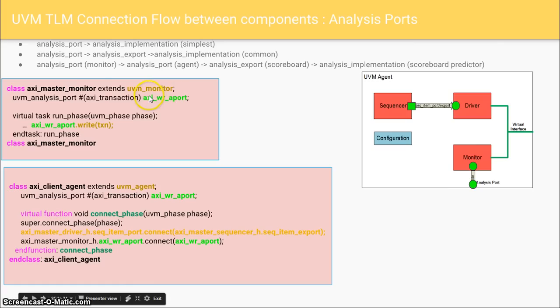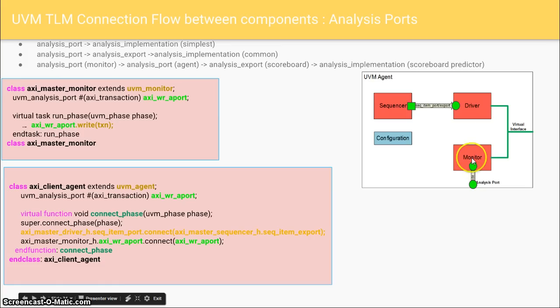So many types of connection are possible from the analysis port in the monitor to its final implementation. It can be a direct connection from the port to the final implementation, or the analysis port can be connected to an analysis export which is connected to an implementation, or the analysis port in the monitor can be connected to an analysis port in the agent which is eventually connected to an analysis export in the scoreboard, and which will finally provide an implementation of the analysis export. So here we will be following the third connection pattern.